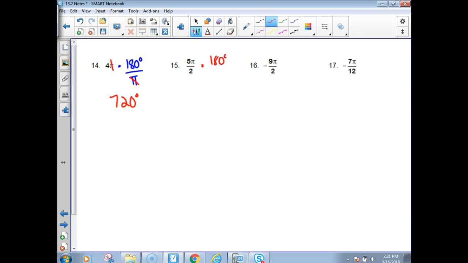Okay, multiply by 180 degrees divided by pi. The pi's cancel. I can do 2 goes into 180, 90 times. And I can do just 5 times 90 and get 450 degrees. Next one, multiply by 180 over pi. Cancel out, 2 goes into 180, 90 times. Pi goes into pi, and then you'll have negative 9 times 90, negative 810 degrees.